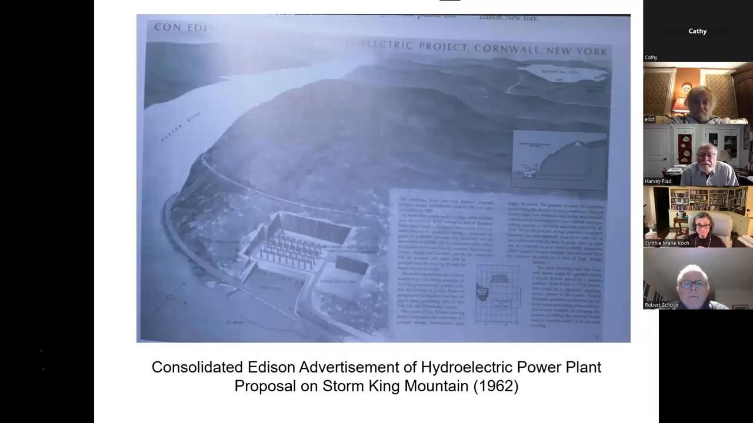Con Ed would build a hydroelectric power plant on Storm King Mountain. As you see, it would take the water intake from the river and bring it up to the top of the mountain, and then the water would come back down and turn the generators and so forth. But the amount of water that it would intake, but also the defacement of the mountain itself, became a very important question in the case brought by a group of nonprofit volunteers who eventually became Scenic Hudson. Next, please.